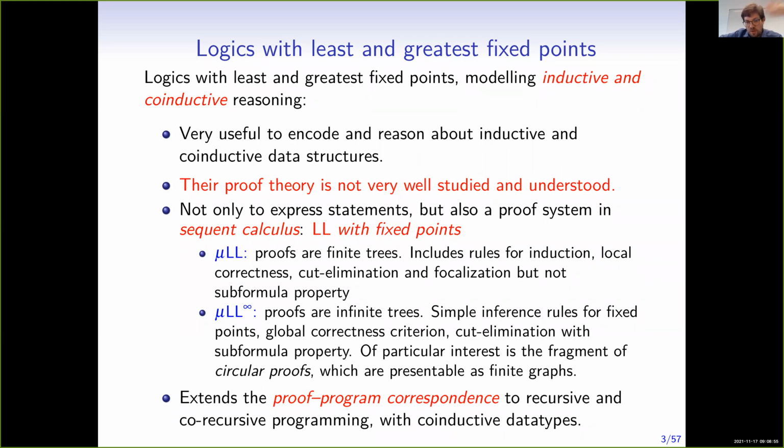The long-term goal is to extend the proof-program correspondence to recursive and co-recursive programming with co-inductive data types, especially with a target toward proof assistants.